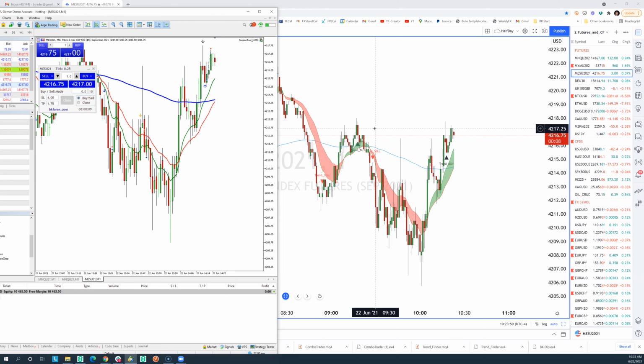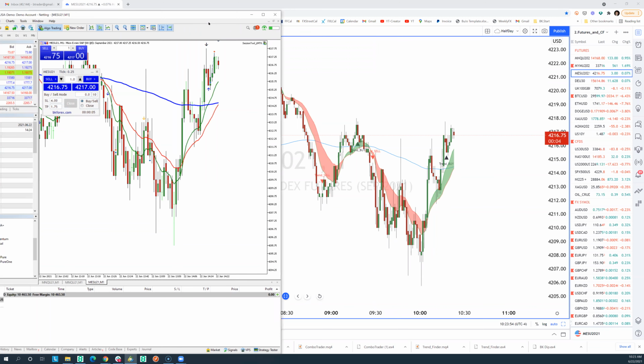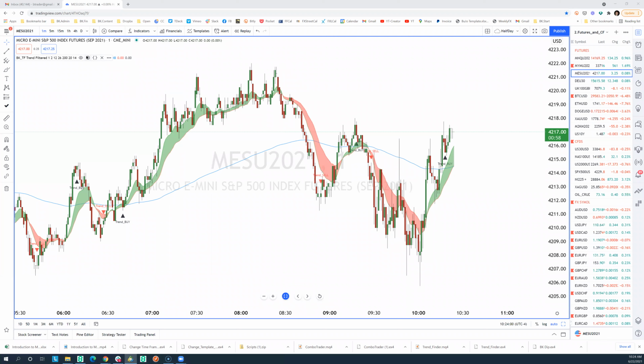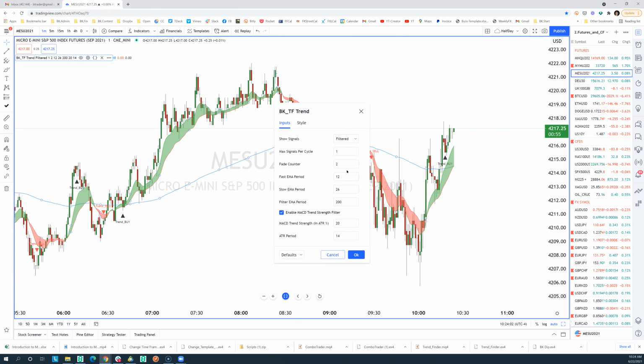Oh, how many signals per cycle? Oh, is that what you were asking me, Jonathan? Did I just totally go off on a tangent and not answer your question? I'm always using one signal. Here are my settings for the trend. The counter is set at 2. The max signals per cycle is once. The standard fast, slow EMAs.